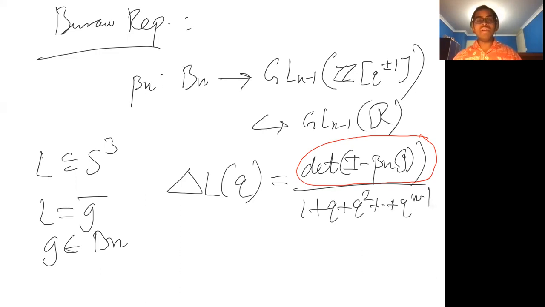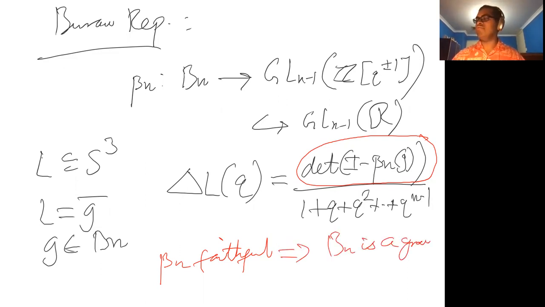And another motivation for studying the faithfulness question is that if beta n is faithful, that means the kernel is trivial. That implies, it's not an if and only if, but it's an implication, that Bn is a group of n minus 1 by n minus 1 matrices over the real numbers.